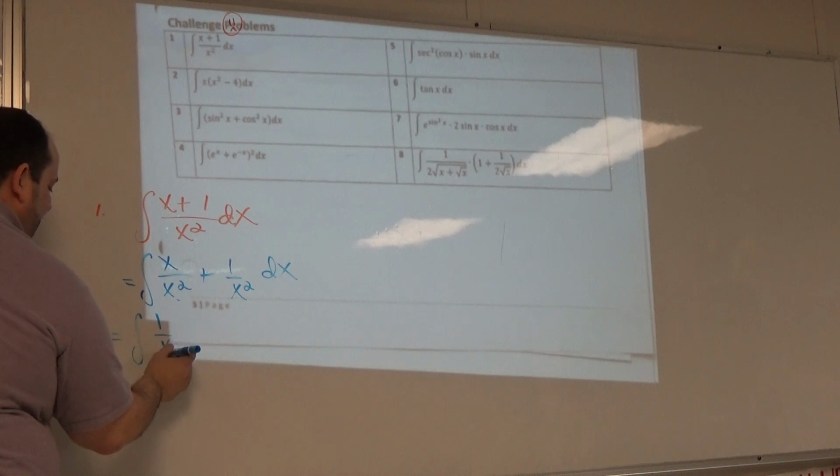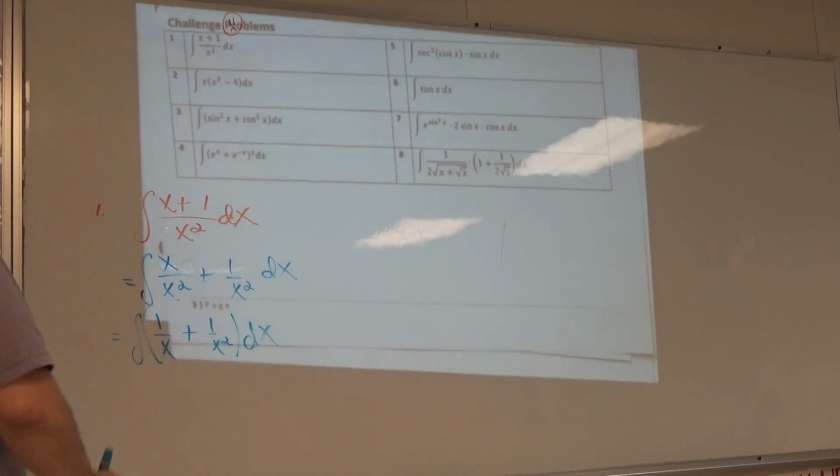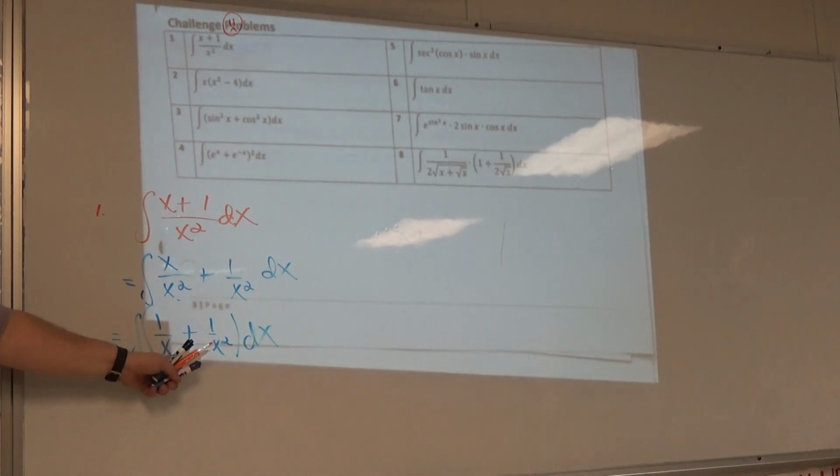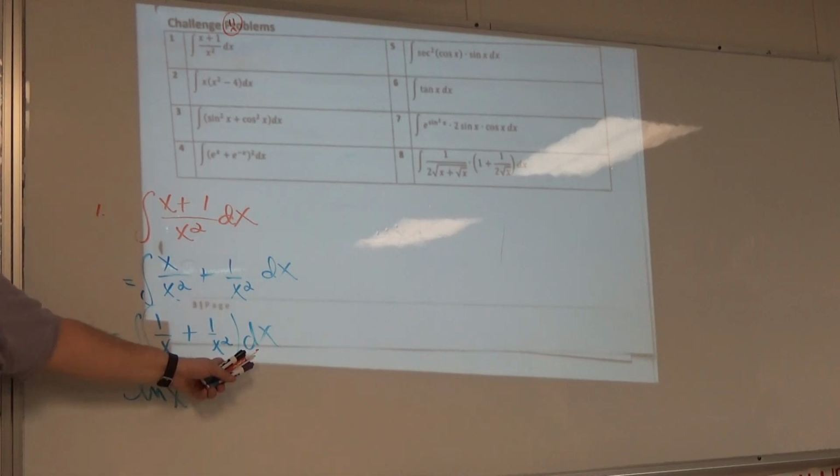And why do we like seeing 1 over x in the integrand? The question is, what has 1 over x as its derivative? Natural log of x. My question, what has 1 over x squared as its derivative? Jasmine, hi. What has 1 over x squared as its derivative?